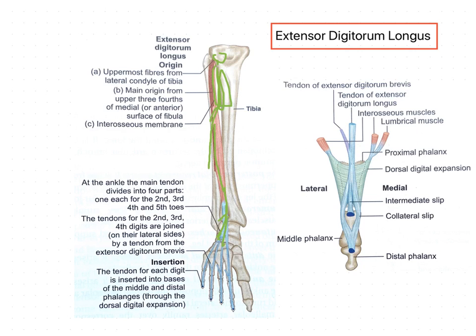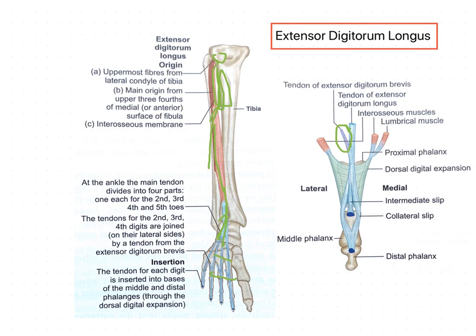Here, the tendons of the second, third and fourth digits are joined on the lateral side by a tendon of the extensor digitorum brevis. You can find only one finger here; this one is the tendon of extensor digitorum brevis. So each tendon of the second, third and fourth is connected with the tendon of extensor digitorum brevis. Here also you can find the same thing.